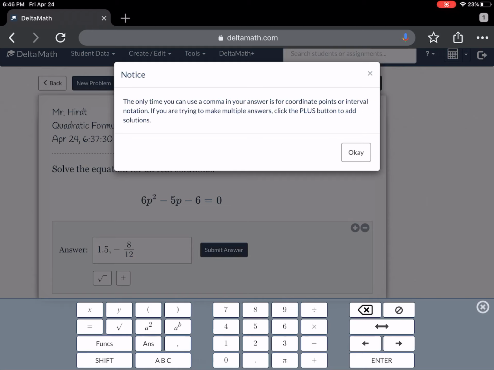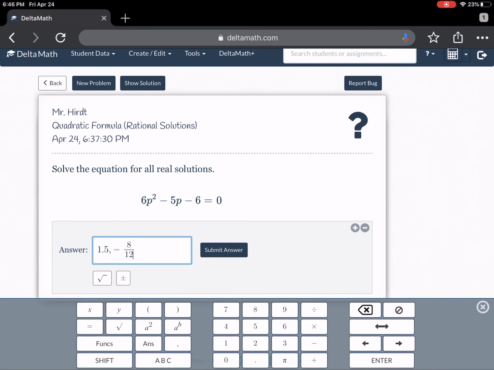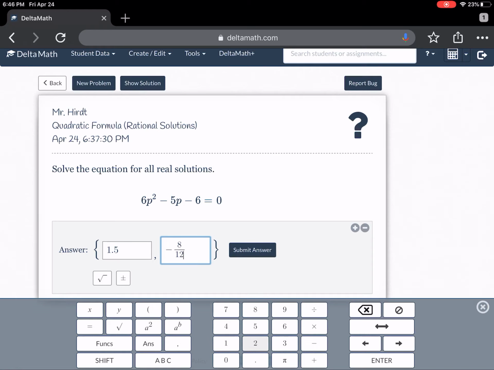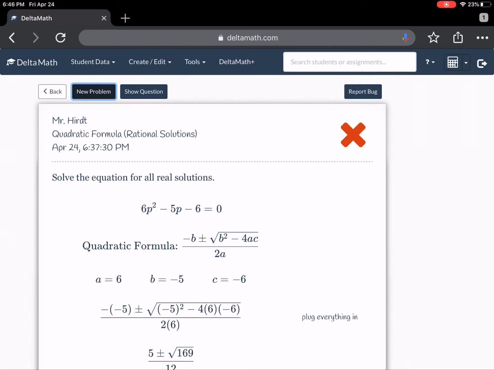Okay, do you see what this answer told us here? This said, the only time you can use the comma in your answer is for coordinate points or interval notation. Delta Math is telling you exactly what you can't do. So if you're trying to make multiple answers, click the plus button to add solutions. So we're going to go ahead and just put the 1.5 in. Now I'm going to hit the plus button and it's going to give me a choice for another answer, and that's where I'm going to put the negative 8 over 12. I'm going to try and submit my answer.